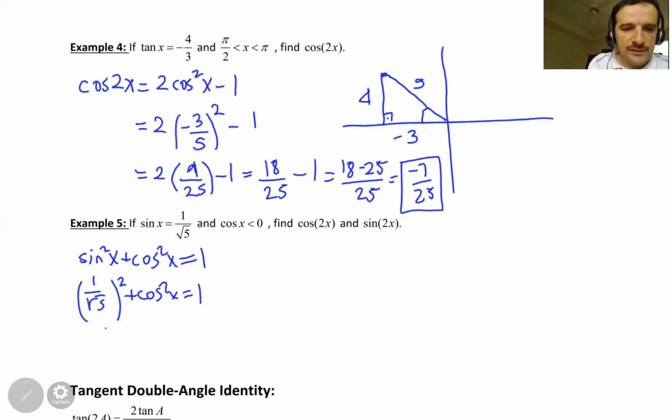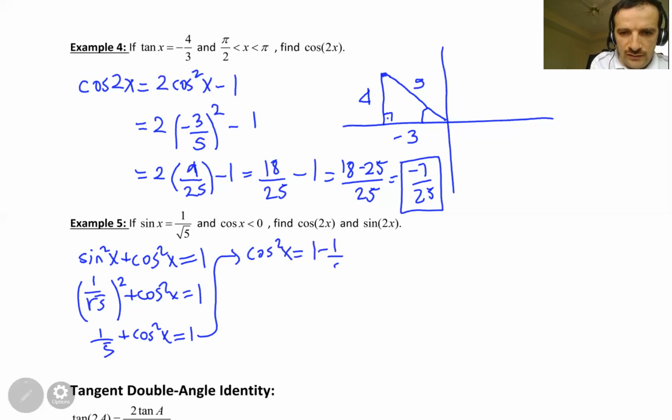So 1 over root 5 squared is 1 over 5, right? Plus cosine squared x is 1. So if I subtract 1 over 5 from both sides, I will get cosine squared x is equal to 1 minus 1 over 5, which is, with the common denominator, 5 over 5 minus 1 over 5, which will be 4 over 5. So cosine squared x is 4 over 5.